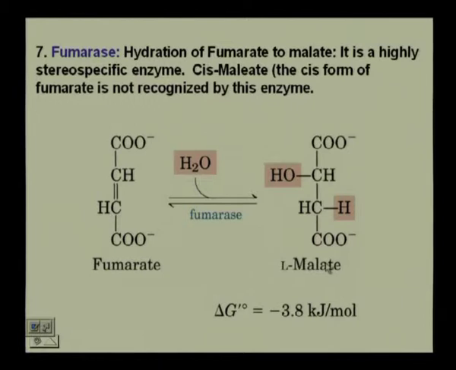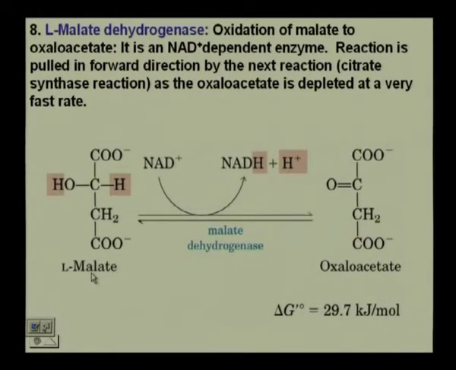Fumarate to malate, this is fumarase, where we have H2O forming malate. Then we have malate back to oxaloacetate, finished. So, you have oxaloacetate that is ready to pick up another acetyl CoA to form what? Citrate. So, that is the whole cycle.